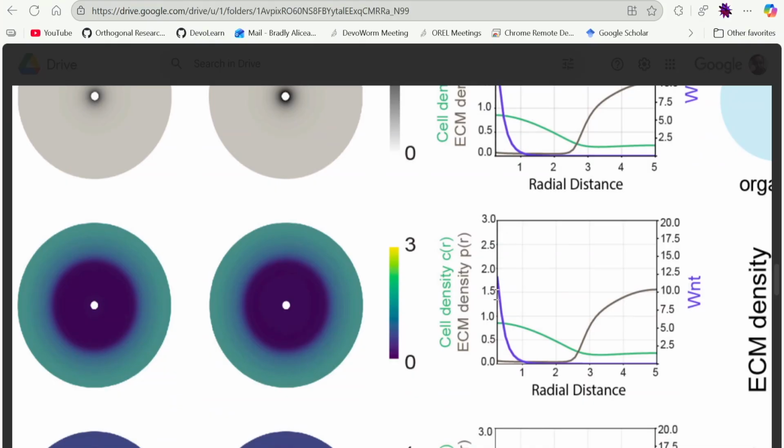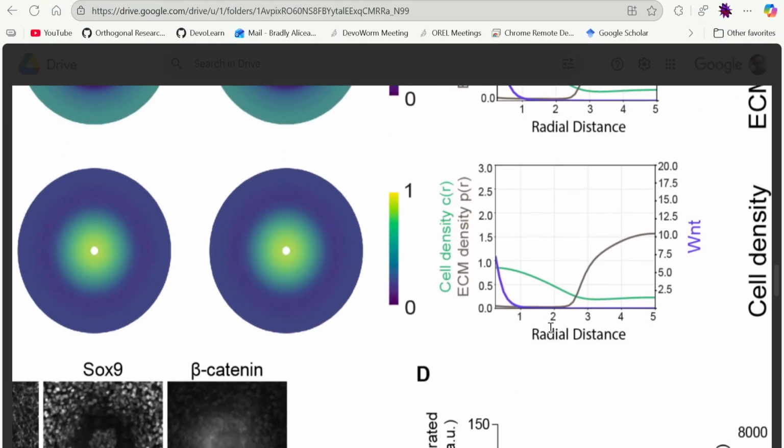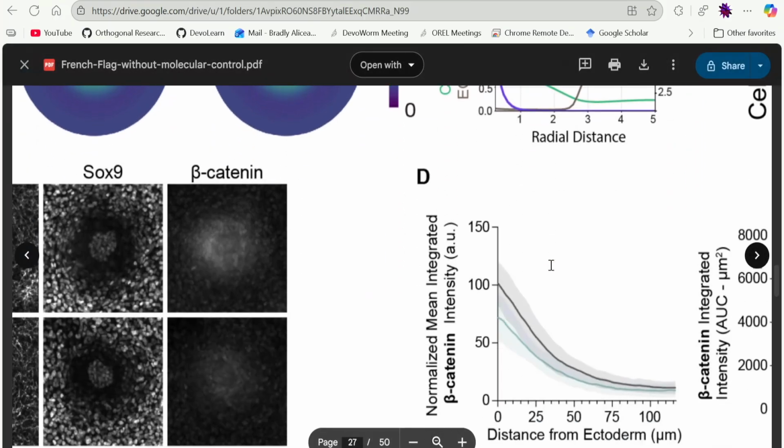And then in the simulation, you see a similar thing, and a similar thing here. So all of these just show this relationship.